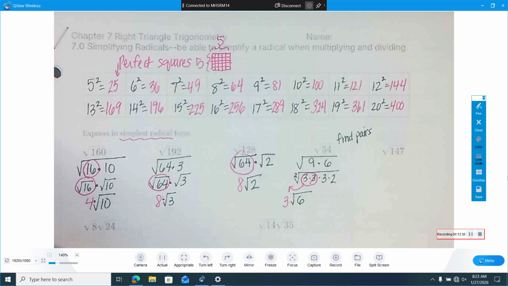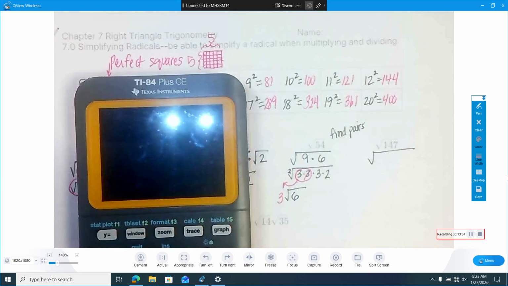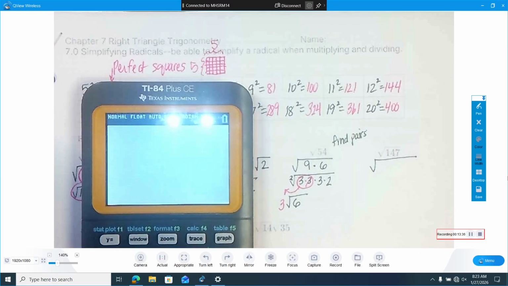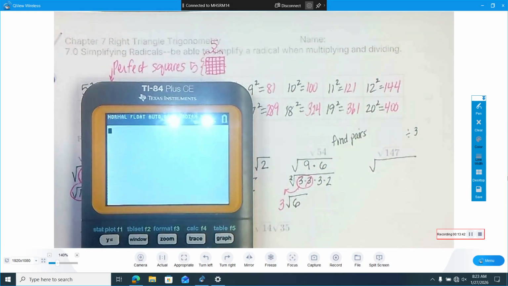All right? Let's try again with 147. Again, I want to break down 147. 147, ooh, I know that this is divisible by 3. How do I know it's divisible by 3? Not because it's odd.